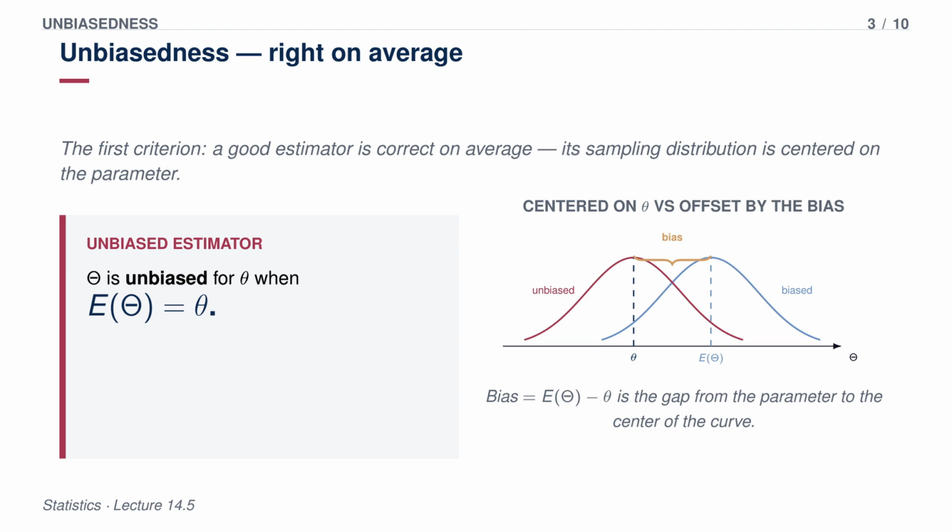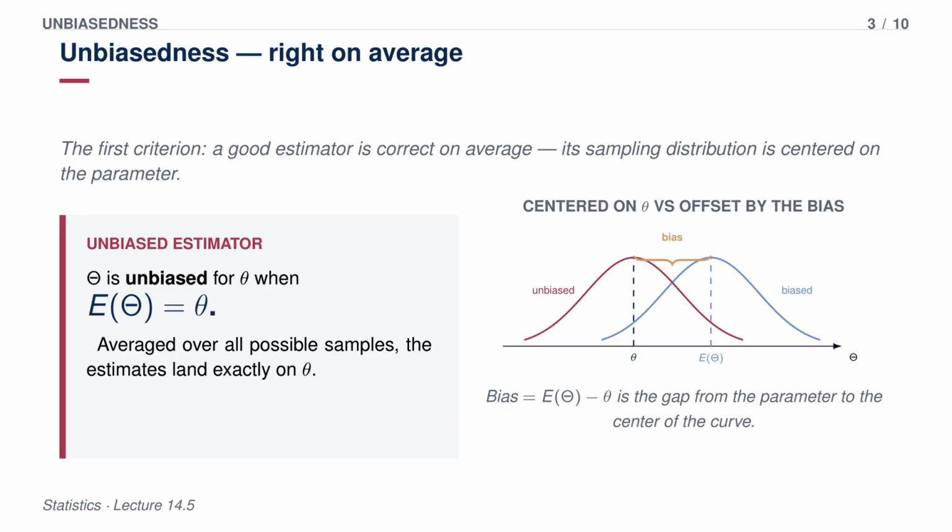The definition is clean. An estimator is unbiased if its expected value equals the parameter. E of big theta equals theta. Unpack expected value for me here. Average it over every sample you could have drawn. If those estimates pile up centered exactly on theta, no systematic lean, it's unbiased. It's the noisy but centered scale.